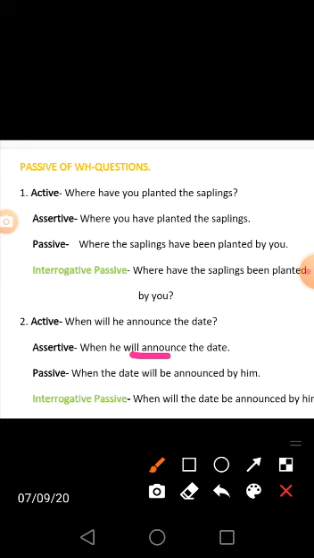Now let us come to the passive form. In passive, what will be the answer? The WH word when will come in the beginning. After that, see the object. Announce what?